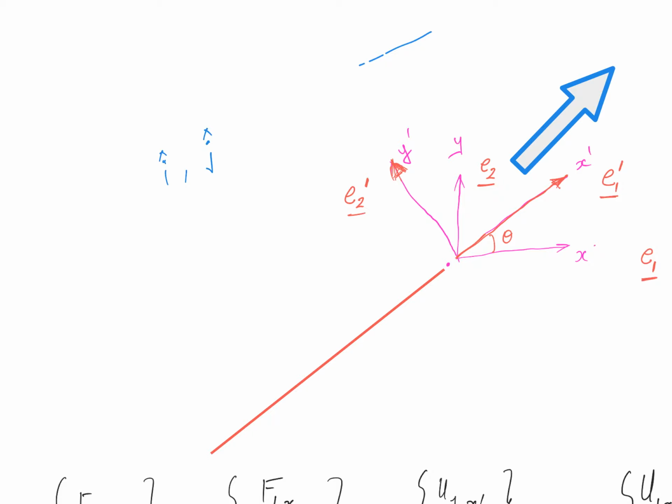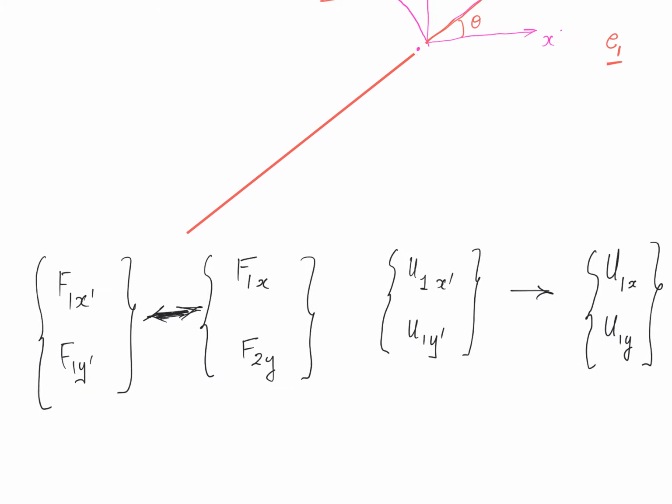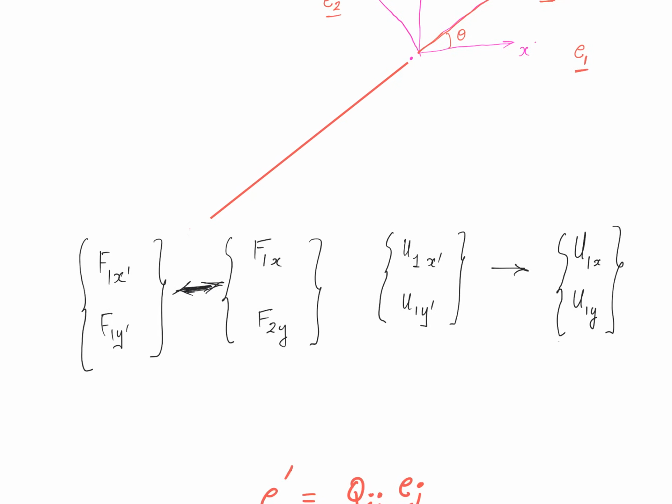Now, as I explained earlier, we want a methodology where we can have a relationship that connects these two. Say at this point, I have a force vector here in this coordinate system, let's say in my x prime y prime coordinate system. This is the force vector in x prime y prime. How can I convert the same force vector to this coordinate system? This is the question that I'm asking.